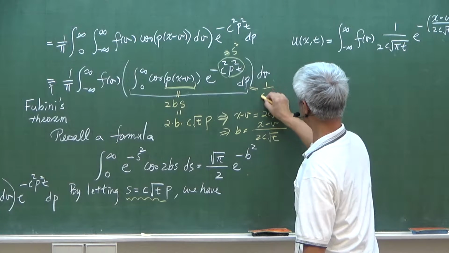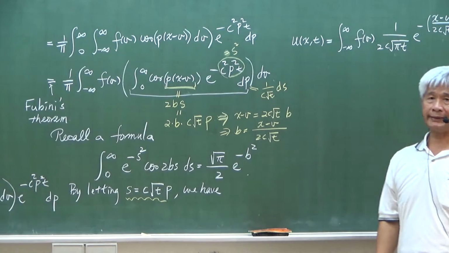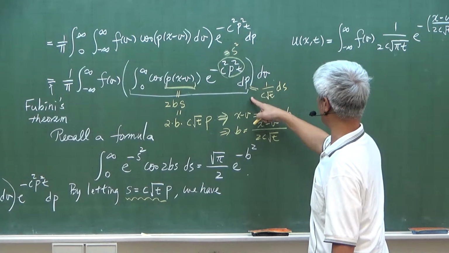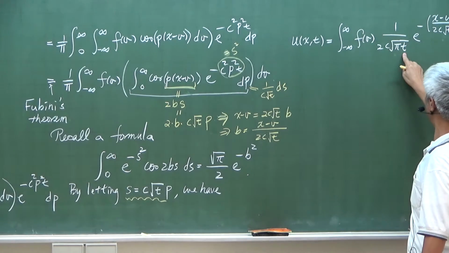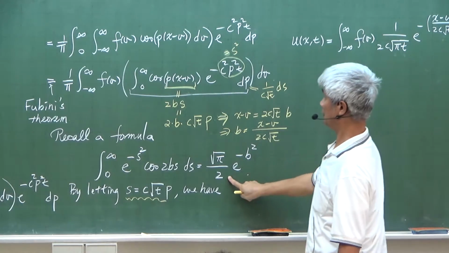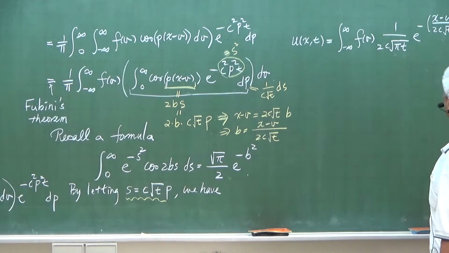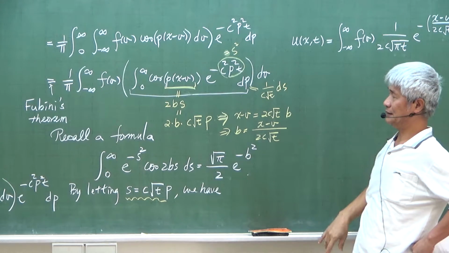1 over c square root of t and ds. Okay, think of that. So dp is replaced by this quantity, so that's why we have c square root of 2, and 2 here and pi here. So together, we find a very simple and nice expression, like this one, by using this formula.